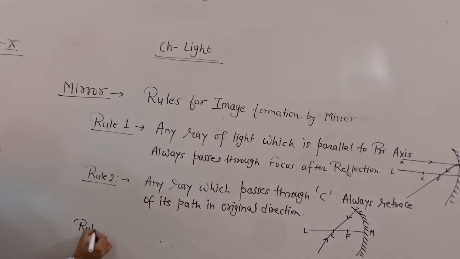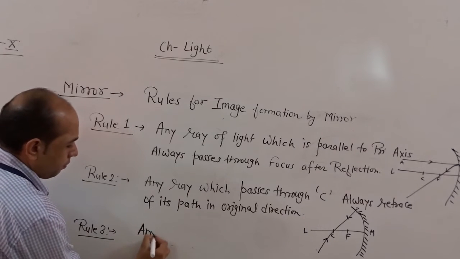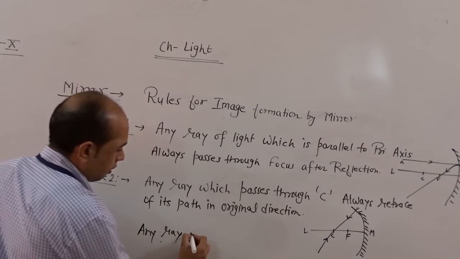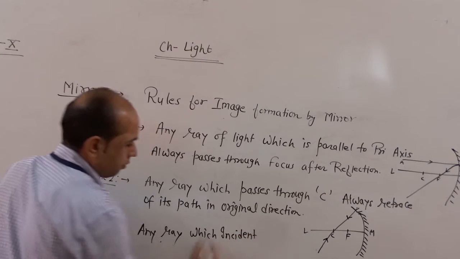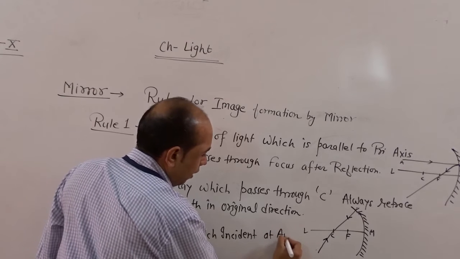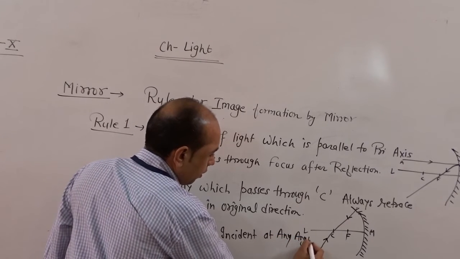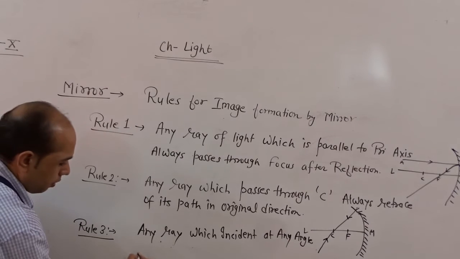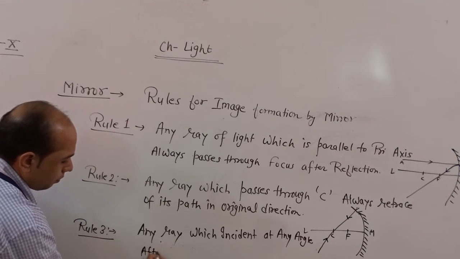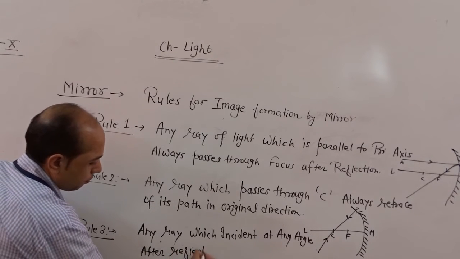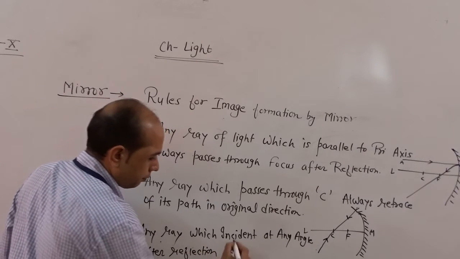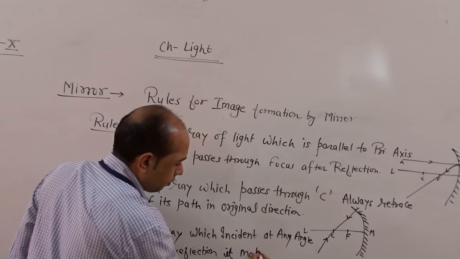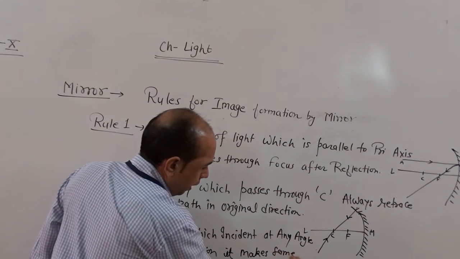And the last one is rule three. Any ray which is incident at any angle, after reflection it makes the same angle.